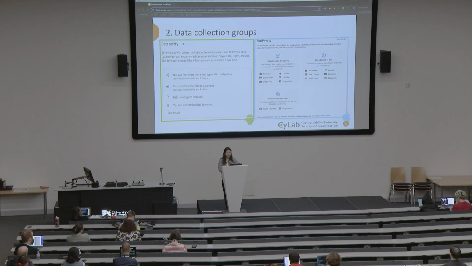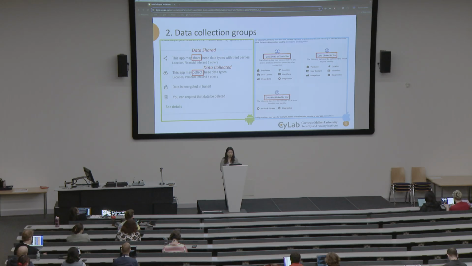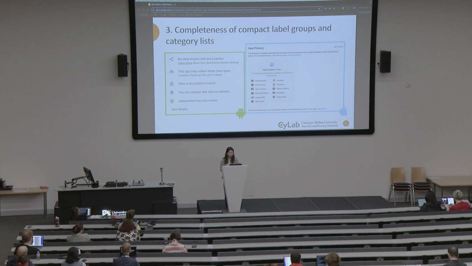Another difference we identified was in how data were categorized. In the compact labels, Android labels have 2 data collection groups, data shared and data collected. This is a zoomed in view, and iOS labels have 3 groups, data used to track you, data linked to you, and data not linked to you. The representation of empty collection groups was also different. When there's no data shared with third parties or no data collected, Android labels explicitly state no data shared or no data collected, while the iOS labels would simply omit those data collection groups.